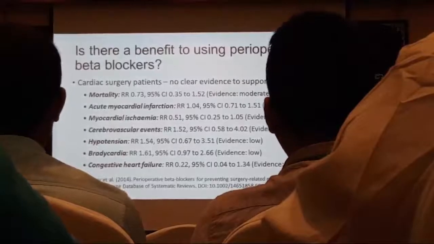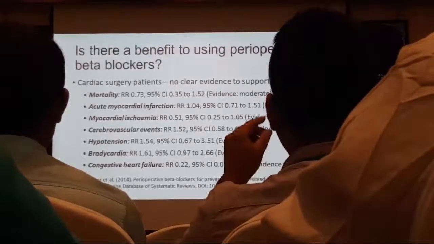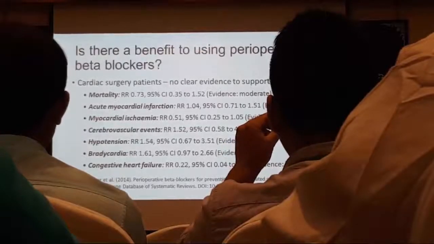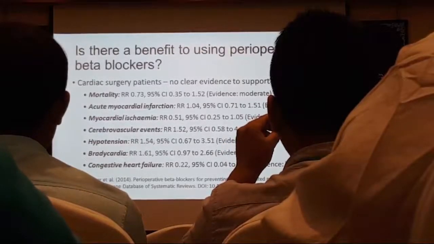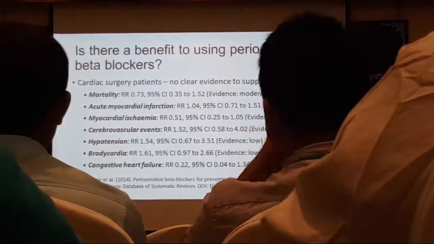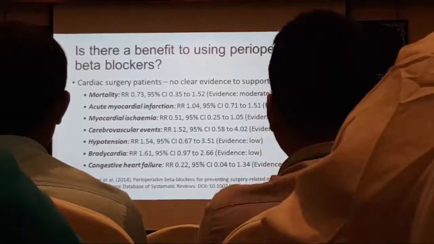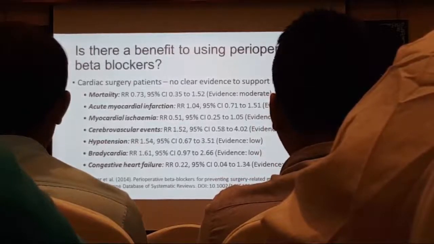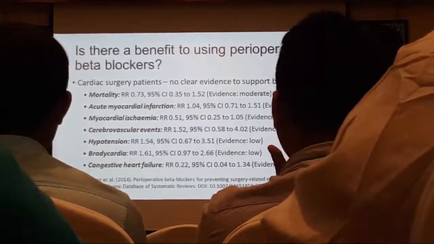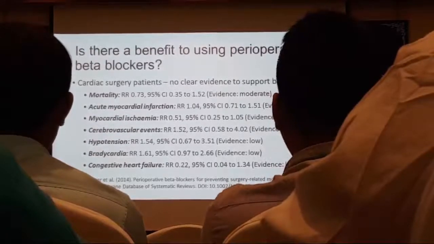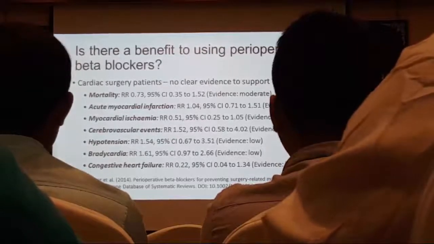The results with cardiac surgery, they looked at the use of beta blockers. And I've put up the relative risk and also the confidence interval that helps to determine significance with some of these different outcomes that have been looked at. So for cardiac surgery patients, there is no clear evidence to support beta blockers in terms of mortality, acute myocardial infarction, ischemia, stroke, hypotension, bradycardia, congestive failure.